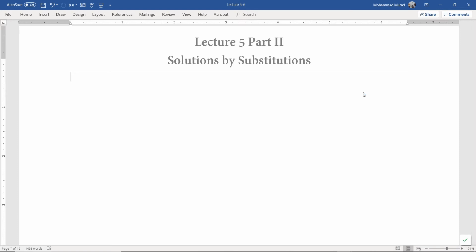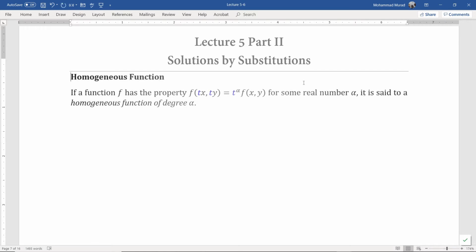Hello, welcome. In this part, we are going to discuss how to obtain solutions of first-order ordinary differential equations by the method of substitutions. Let's begin our discussion with homogeneous function.